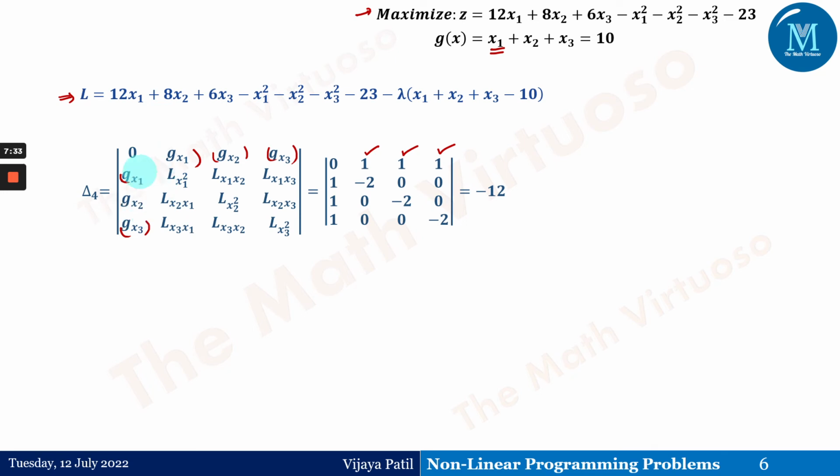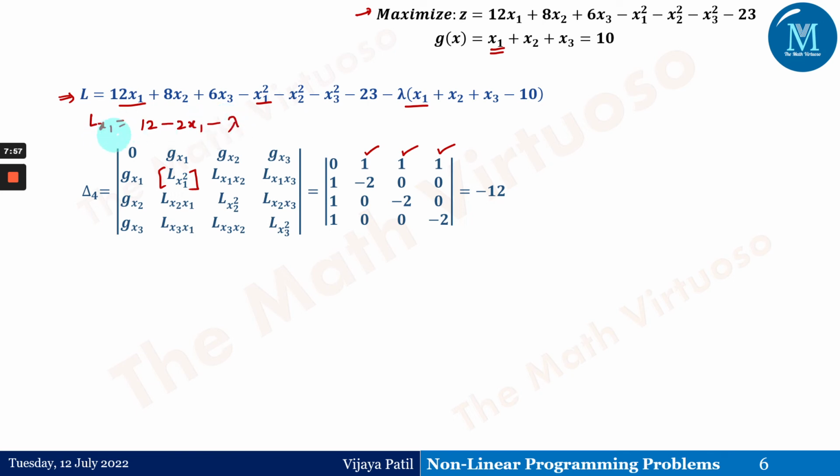Now, let me just explain how to do it quickly. Let's find out this. Let L_x1x1 mean differentiating L with respect to x1 twice. So, if you observe here, if you take L_x1, it will give us this term and this term and this term. So that is, we are getting 12 minus 2x1 minus lambda.